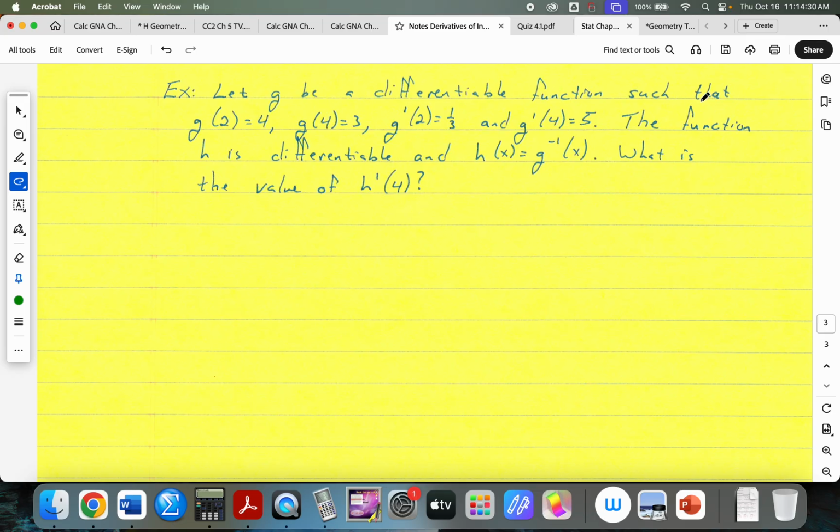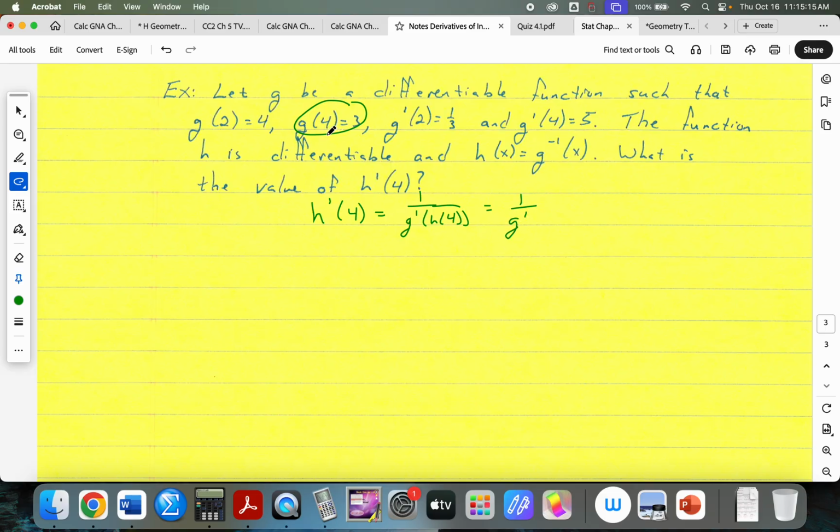So let G be a differentiable function such that G of 2 is 4, G of 4 is 3, G prime of 2 is 1/3, and G prime at 4 is 5. The function h is differentiable, and h of x is G's inverse. What is the value of h prime at 4? All right. It's exactly the same as we started all these other ones. H prime at 4 is going to be 1 over G prime of h of 4. H at 4 is 3. So that's 1 over G prime at 3.